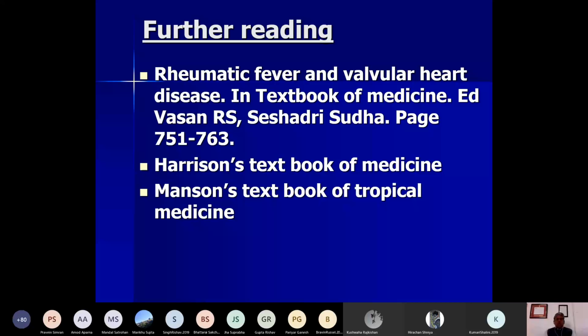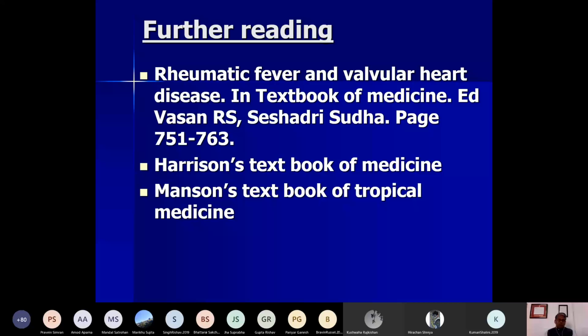So what should you consult? There are many good books, textbooks of medicine, Harrison also, Manson's also, and other books also. There is lots of information available online also if you don't have access to the books. So look up those informations and note down relevant points, note down answers to the questions which we have discussed or raised during these classes, so that you are prepared about rheumatic disease and rheumatic heart disease.